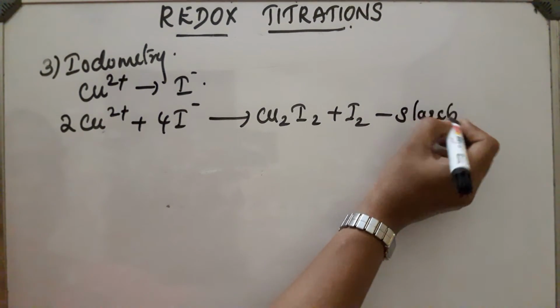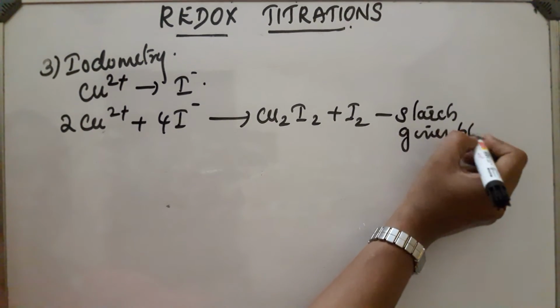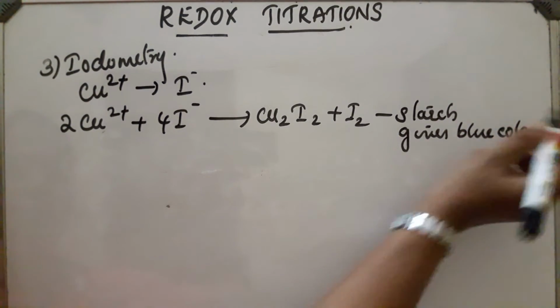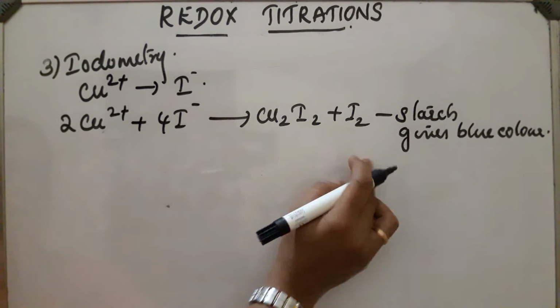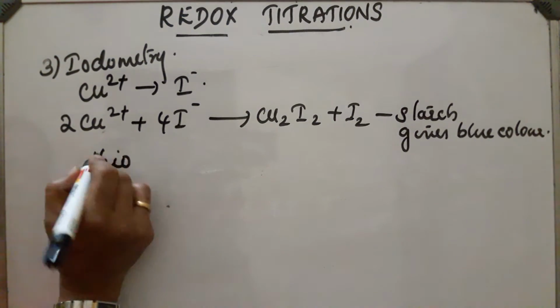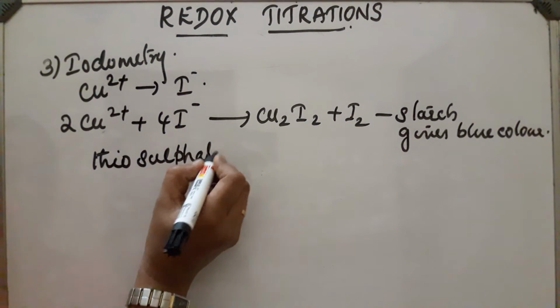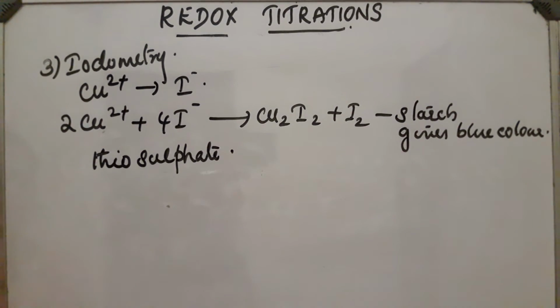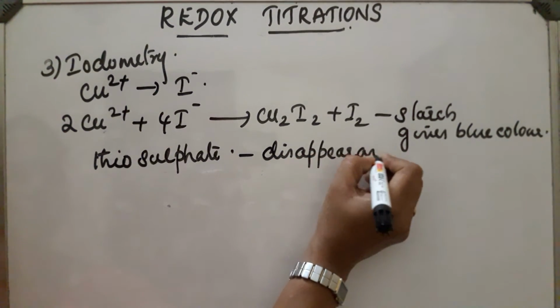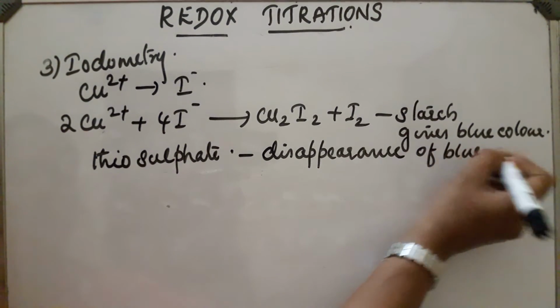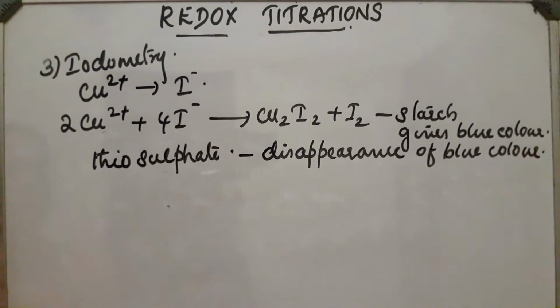Starch gives a blue color with iodine. So after the liberation of iodine, we are adding starch, and a blue solution will be obtained. Then we are titrating this solution against thiosulfate. Thiosulfate consumes this iodine and the end point will be the disappearance of blue color, because thiosulfate consumes the iodine produced, and at the end point there will be no iodine and starch gets decolorized.